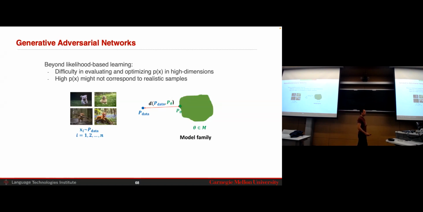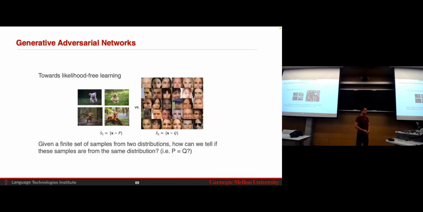So GANs deviate from previous methods. All the methods we've seen are all likelihood-based, right? This is P of X that you want to estimate. You can estimate exactly using autoregressive models or normalizing flows. You can do approximate inference using VAEs. GANs deviate from this by doing likelihood-free learning. And the main idea is that it's going to be hard to optimize P of X, no matter exact or approximate inference. And even if we do estimate P of X exactly, it may not correspond to high-density samples.